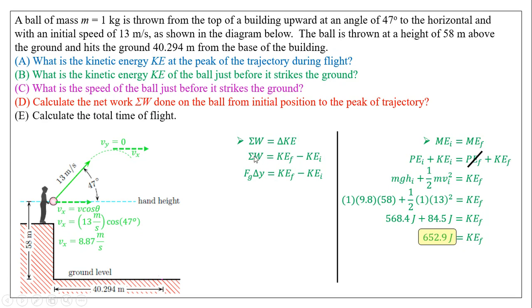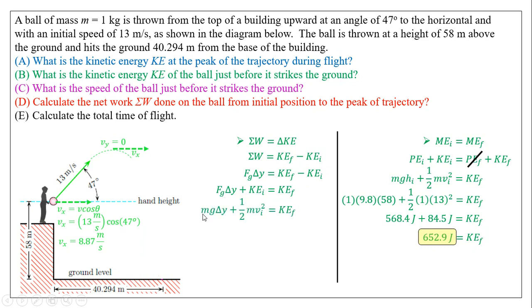Okay. So here you notice in my net work function, I broke it down to force times displacement. But what force? The force due to gravity, which is pointing downward. Well, my vertical displacement here is also going to be downward because it starts at 58 and it's going to go down 58 meters before it strikes the ground. All right. Other than that, I'm just going to go ahead and isolate for KEF by moving a negative KI to the left side. Here, I'm just going to plug in things.